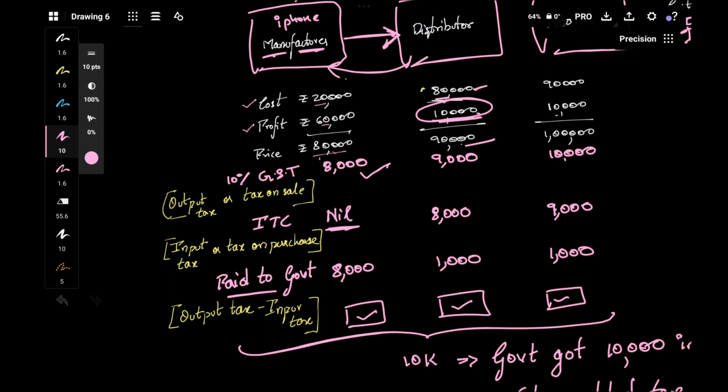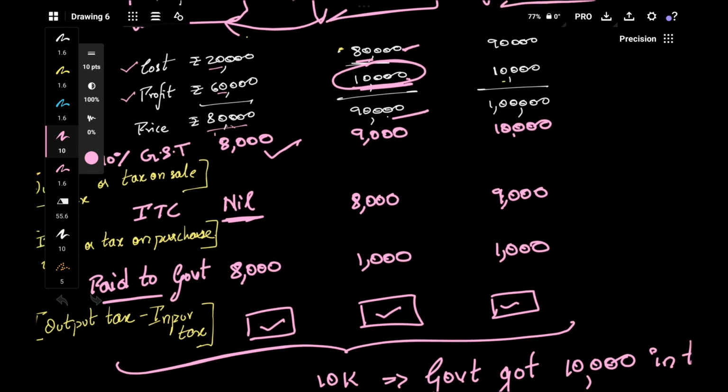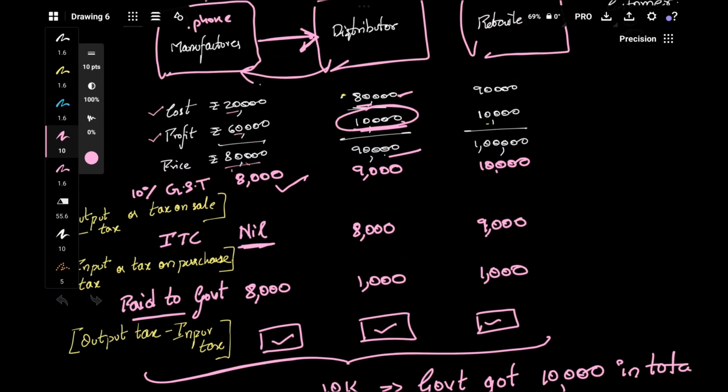Because we are assuming that the manufacturer hasn't made any purchases. ITC is nothing but tax on purchases. For simplicity's sake, we have assumed that the manufacturer is not buying anything and has not paid tax on anything. So we are clear with this column.